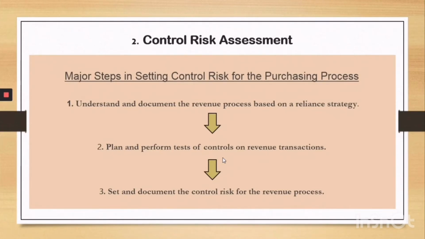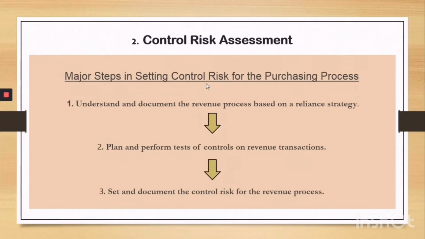The auditor has adopted a reliance strategy for the purchasing process. There are three major steps in setting control risk for the purchasing process. The first one is to understand and document the purchasing process based on a reliance strategy. The auditor must understand the 5 components of internal control in order to set control risk for the purchasing process.